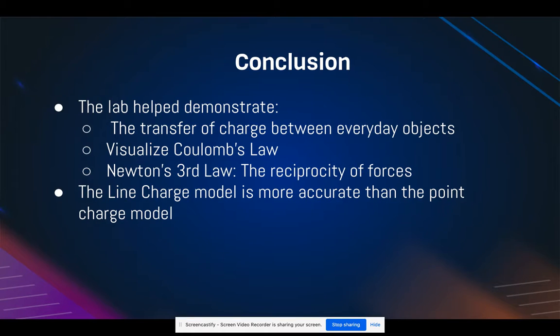To conclude, the labs helped demonstrate the transfer of charge between everyday objects, visualize Coulomb's law, as well as Newton's third law, and I learned that the line charge model is more accurate than the point charge model.